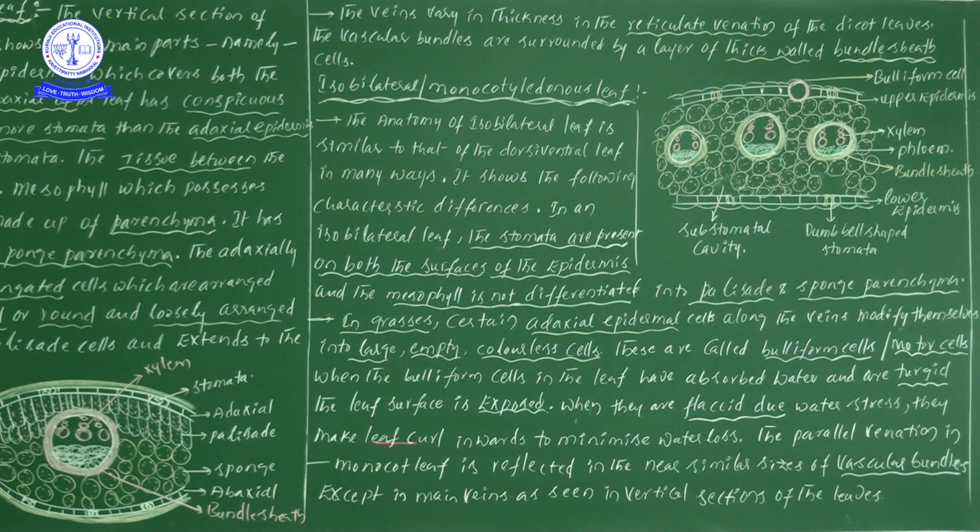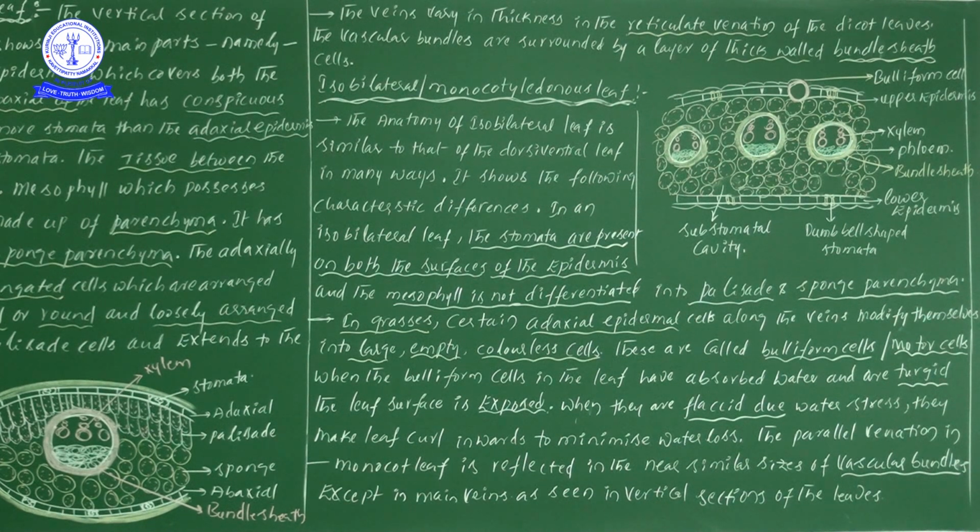Next one, parallel venation. This is a monocot leaf, so here we can see the presence of parallel venation in the monocot leaf, which is reflected in similar sized vascular bundles. Once you see, they are all the same size, but there is one differentiation except the main vein. The main vein we have drawn a bit bigger, but the ones on both sides are a bit smaller. So in a monocot leaf, parallel venation is reflected in nearly similar size of vascular bundles except in the main veins, as seen in vertical sections of the leaf.